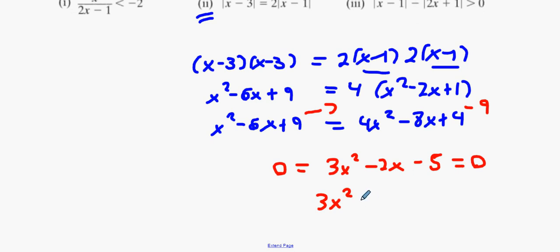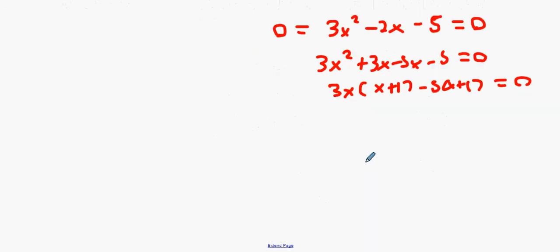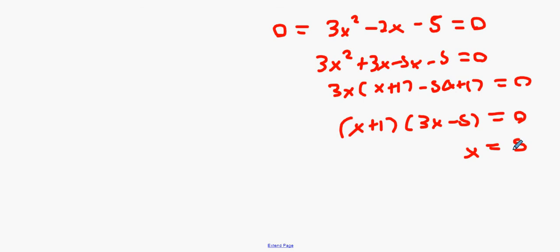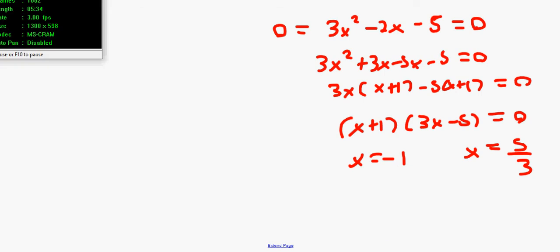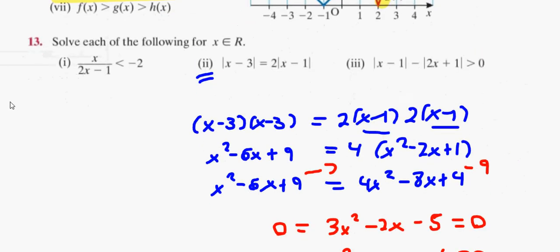So, this is what I'm going to do to factorize it. And I'm going to get 3x into x plus 1 minus 5 into x plus 1. Did everybody get x equals minus 1 and x equals plus 5 over 3? Everybody cool with that? Alright. Part 3.